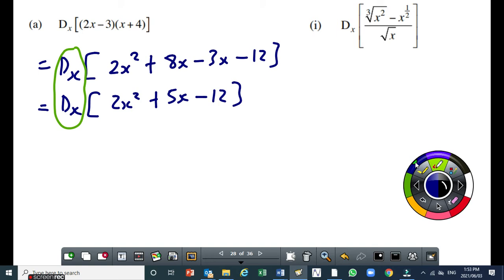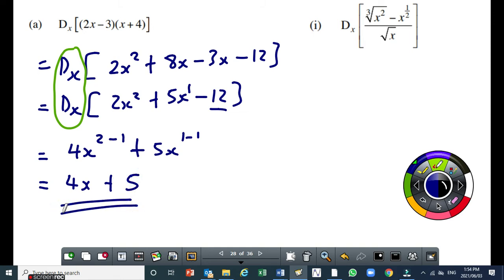Okay? Then from here now, I'm going to find my derivative. So 2 times 2, that will give me a 4x to the power of 2 minus 1. Plus, the exponent here is a 1. 1 times 5, that's a positive 5x to the power of 1 minus 1. Derivative of a constant is a 0. So the final answer will be 4x, because 2 minus 1 is a 1. Plus x to the power of 0, that's 1 times 5, you get 5. Right? And also, you need to be aware that the derivative of a quadratic function is a linear function.